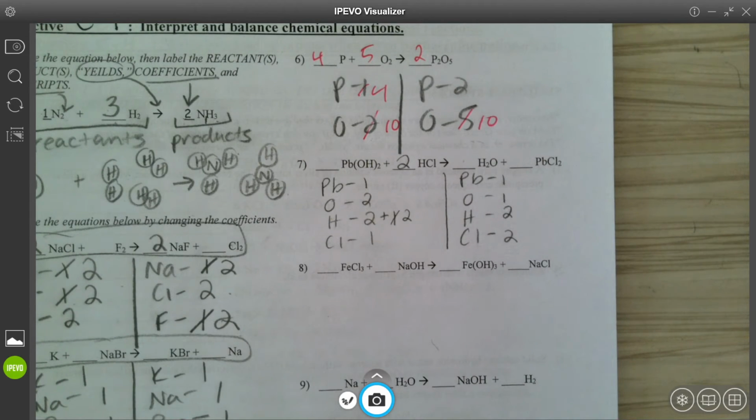So solve that even-odd problem. When you know that there's an odd number on one side, bump that up to an even number so that it'll match the even number on the other side.